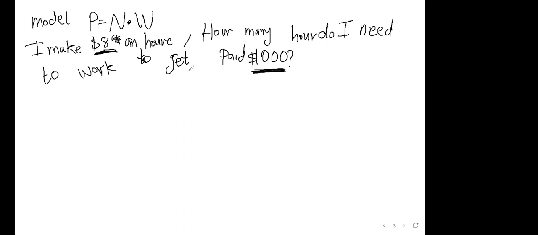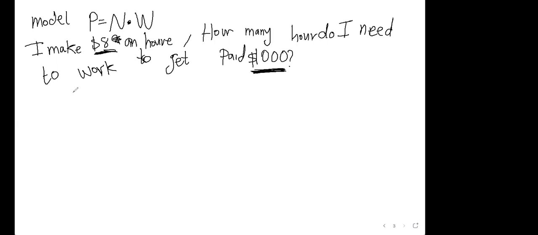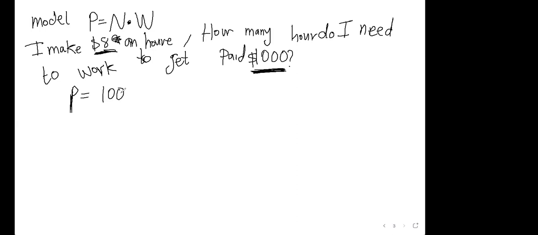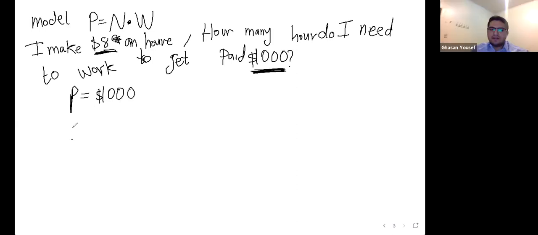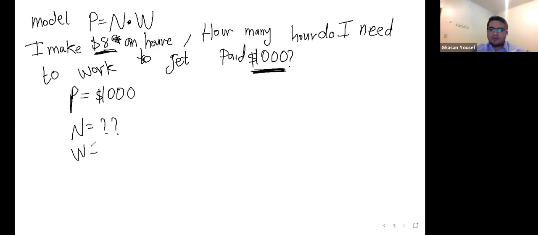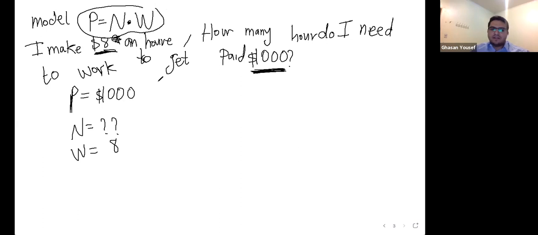So you substitute $1,000 for B, and N is the number of hours. N is going to be the same, and W is going to be 8. What is B? $1,000, exactly. And what is N? I'm looking for N. It's unknown. And W is $8. So now I substitute everything inside this formula.